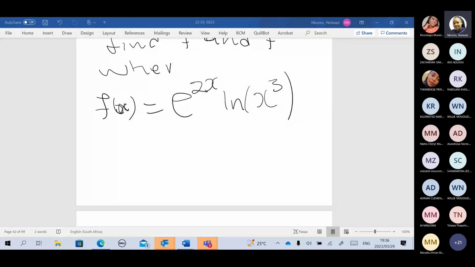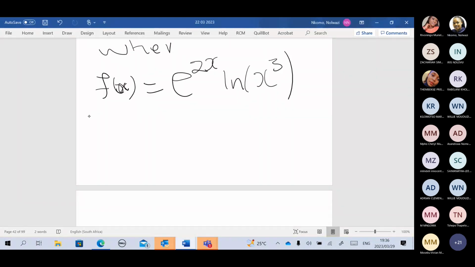Guys, what did you get on your first derivative? e to the power 2x, open bracket, 2 ln x cubed, plus 3 over x, close bracket.